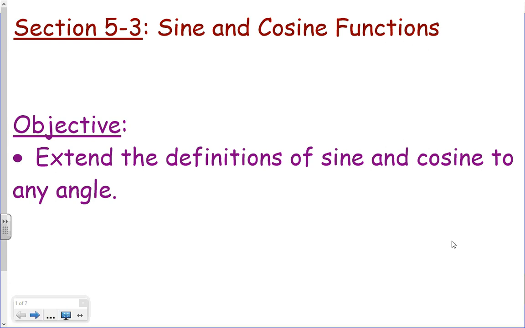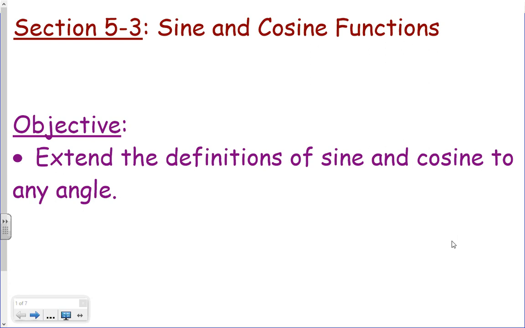All right, open up your book to section 5-3. We're on page 254 in your book. And the title of this section is Sine and Cosine Functions. And our objective here in this section is to extend the definitions of sine and cosine to any angle.